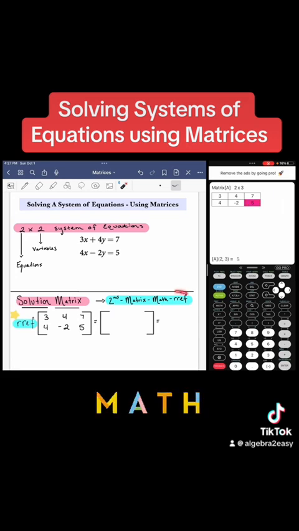Now, we're going to use this operation right here. Second, matrix, math, and then RREF. RREF stands for Reduced Row Echelon Form. The name really isn't that important. It just needs to know that you use it to solve a matrix. So let's go ahead and do that.